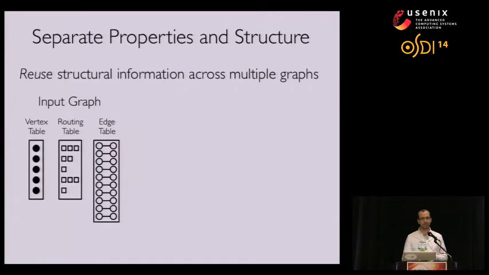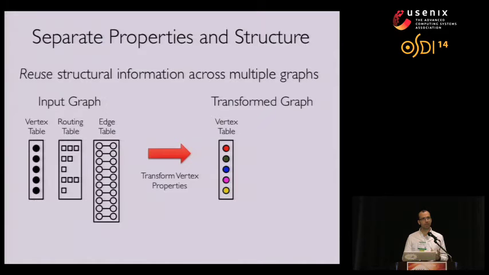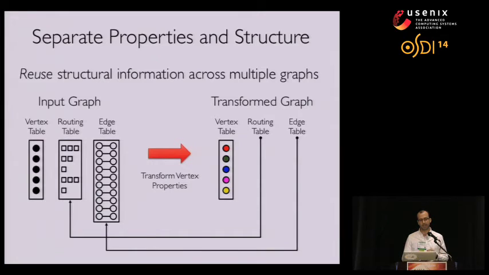So let me illustrate what I mean by that. Suppose I have some input graph, and I apply some transformation, perhaps an iteration of PageRank, changing the vertex properties. So I get a new graph, but in this new graph, the only thing that has changed is the vertex properties. And so I can actually reuse the underlying routing table and edge property tables. So I can reuse the structural information across changes to the attributes.